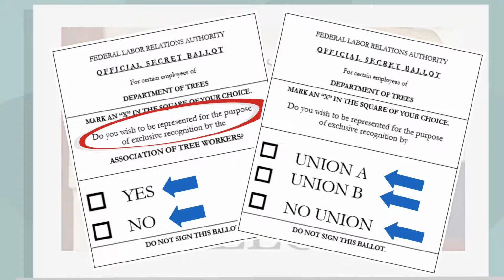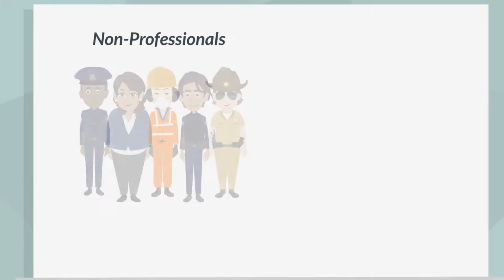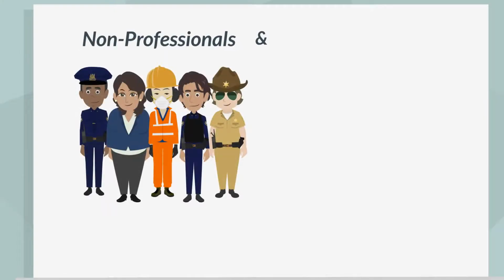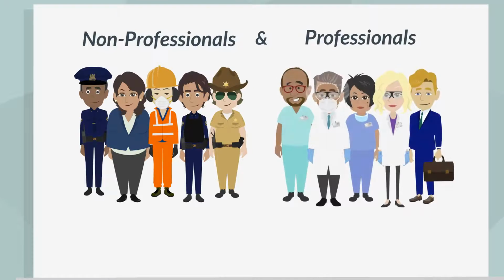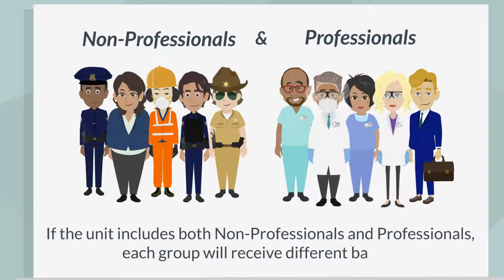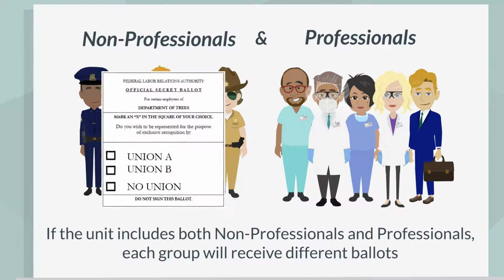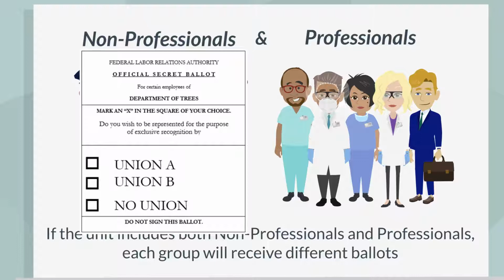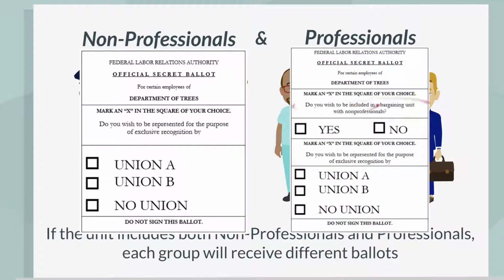Also, as mentioned in previous videos, elections are different if the employees you are trying to represent include both non-professionals and professionals as defined by the statute. If the unit includes both, each group will receive different ballots. The non-professionals will receive a ballot with the choice between one or more unions and no union. The professionals will be asked two questions. First, if they wish to be included in a bargaining unit with non-professionals, and second, if they want to be represented by a particular union.